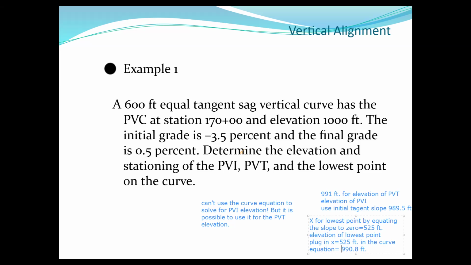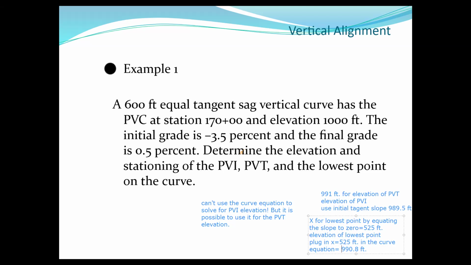So the lowest point will come when you have completely neutralized the initial grade, right? And you know the rate at which you're changing the grade also. How much is the change of grade in this problem? You're going from negative 3.5% to positive 5%.